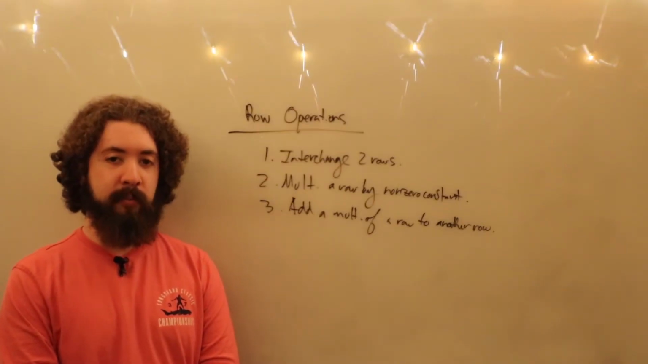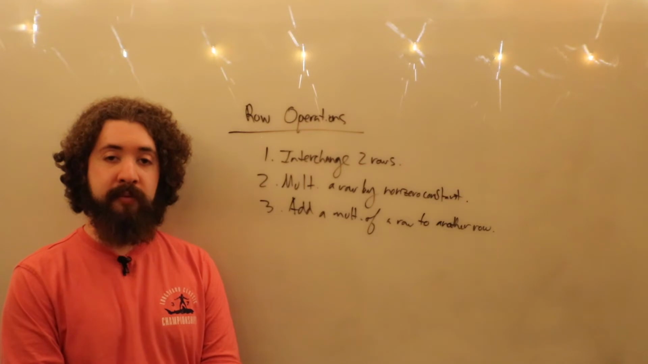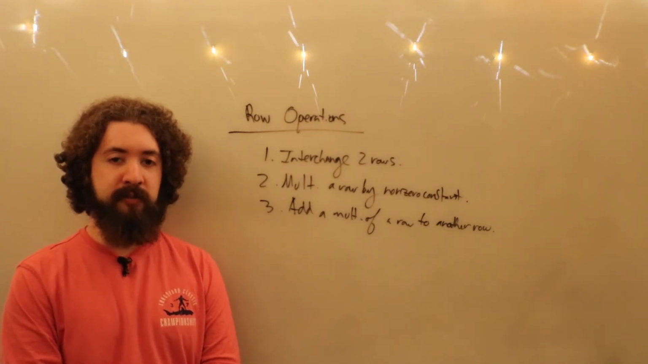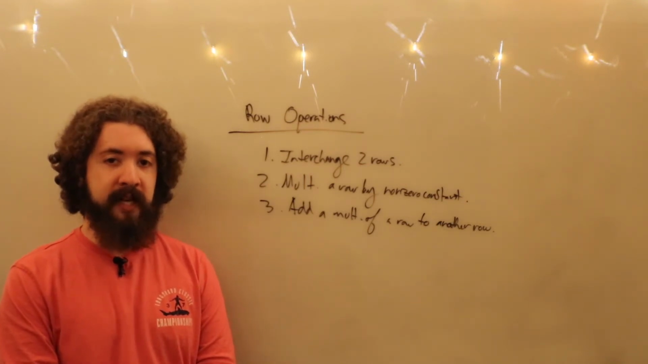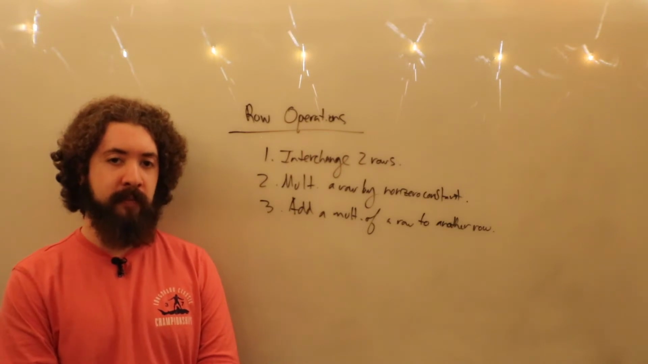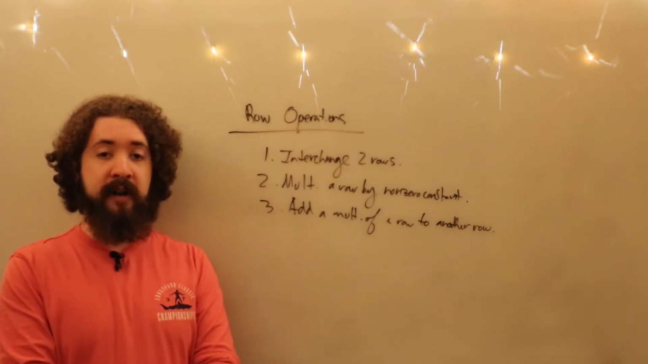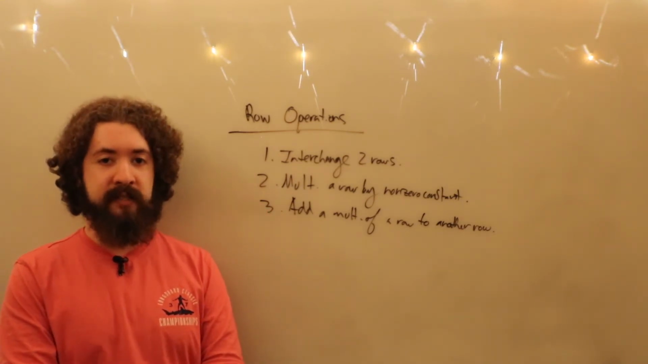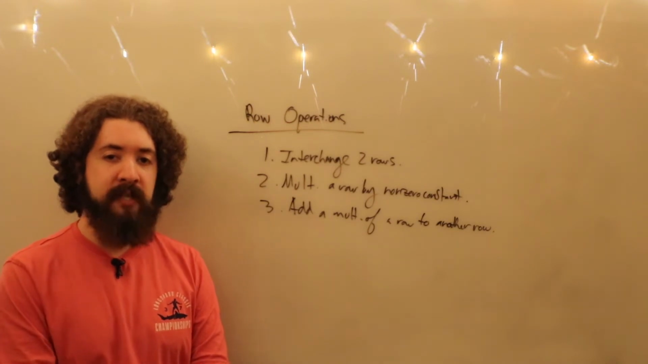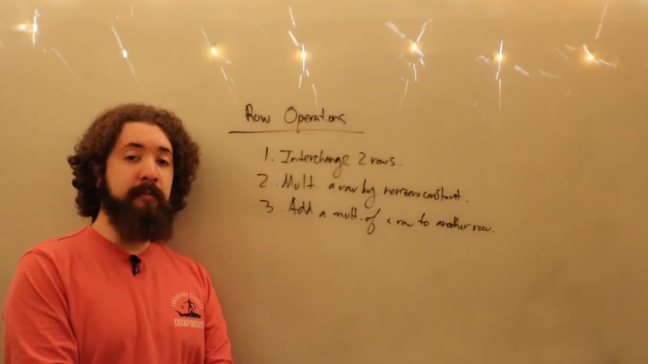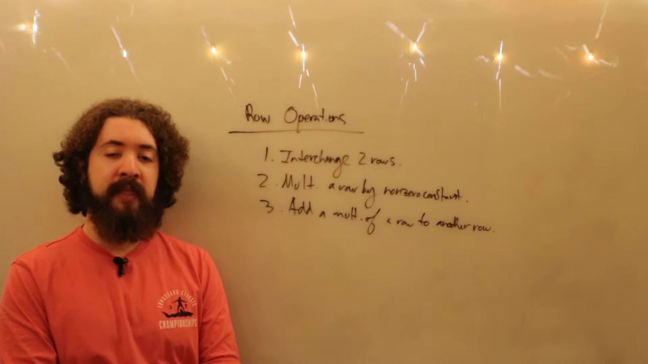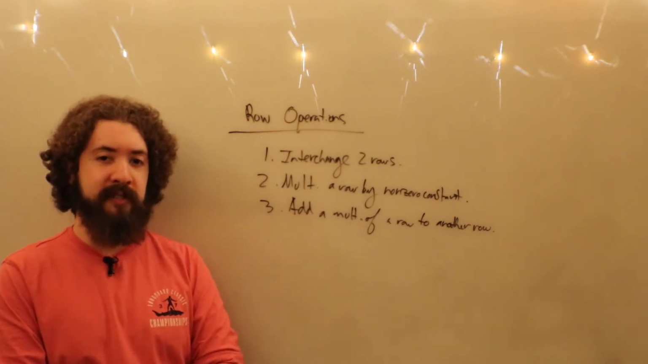Just as we were able to perform 3 different operations on a system of linear equations and get an equivalent system of linear equations, so too can we perform the same essential 3 operations on an augmented matrix which represents a system of linear equations to get an equivalent augmented matrix. Equivalent here meaning represents the same solution set.